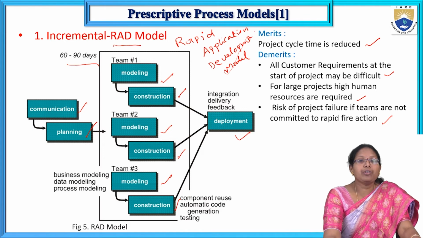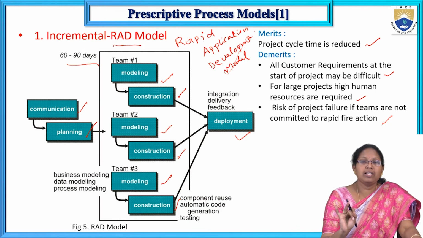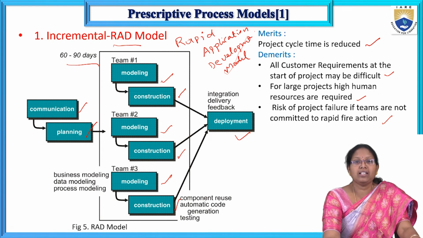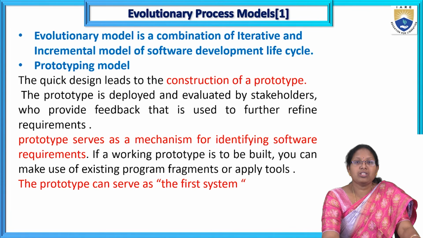These are the prospective process models. What are the prospective process models? One is the waterfall model. Second is the incremental model. Third is the iterative model or V model. Then the rapid application development model. These are the prospective process models.